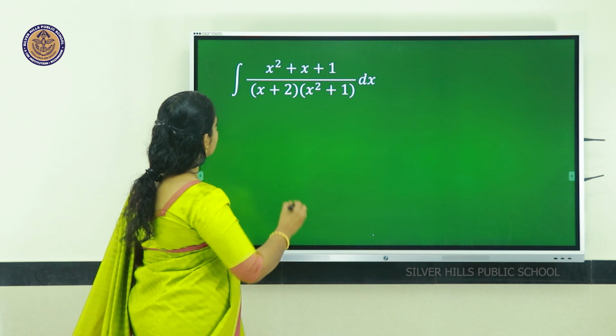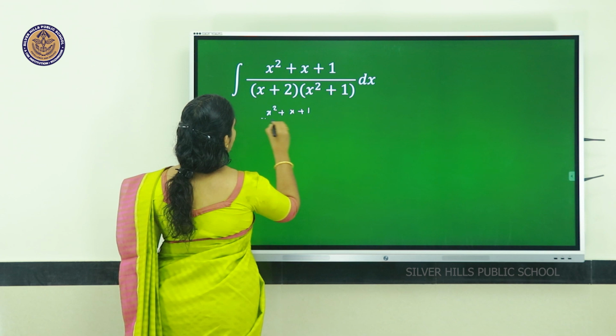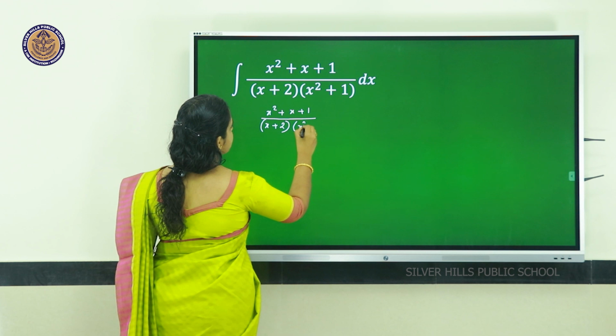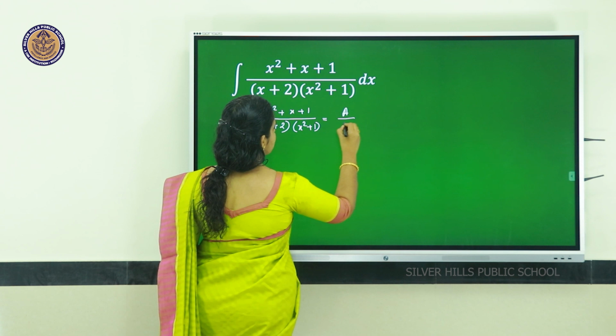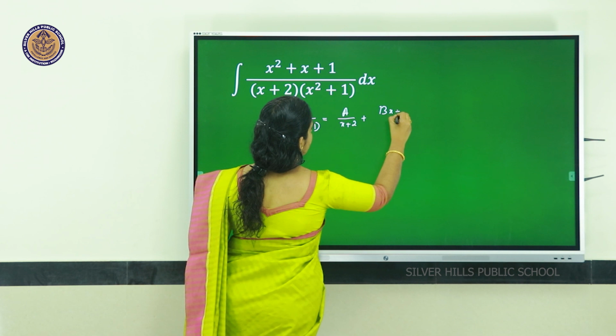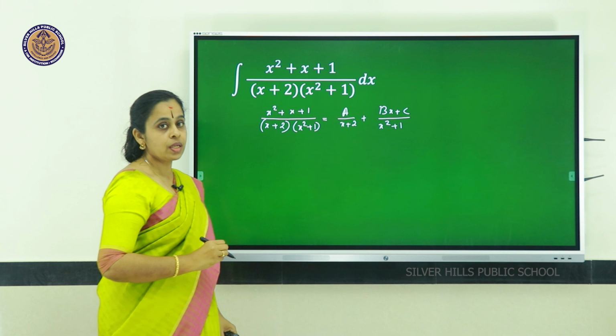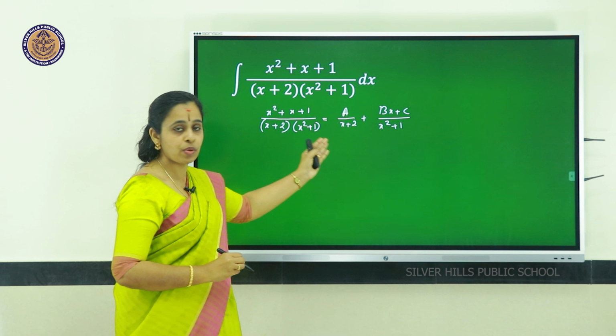x square plus x plus 1 by x plus 2 into x square plus 1 equal to a divided by x plus 2 plus bx plus c divided by x square plus 1. Now let us take LCM. When you take LCM, the denominators will be same. So let us equate the numerators.